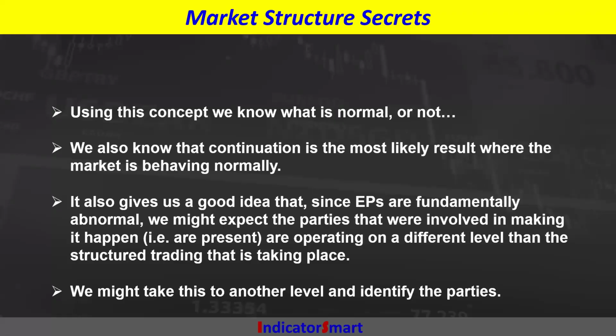So using this concept, what do we know? Well, we know a few important things. We know what's normal or not: encompassing patterns are not normal. Why? Because they only happen 5% of the time. It's 95% against or thereabouts. So that's not normal, right? What else do we know? We also know that the continuation is most likely the result when the market's behaving normally. So once you get that encompassing pattern, you know you're not normal, and you may not get 2 legs or more following that. You've got to wait for the market to renormalize.